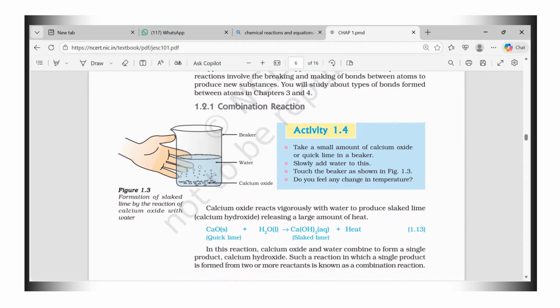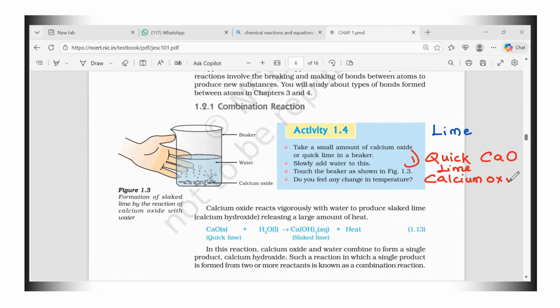and that is the activity and the diagram shown here. My children should be clear with 3 types of lime. The first lime, we call it quicklime. Quicklime's formula is CaO. What is it? Quicklime is calcium oxide. When you add water to calcium oxide, then you will get the second form of lime. We call it slaked lime.